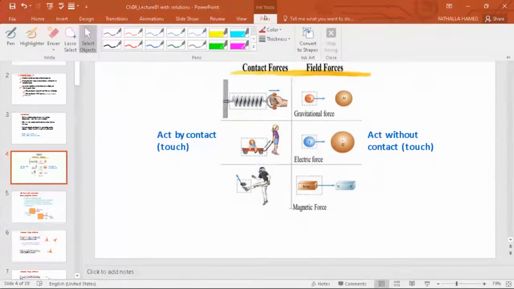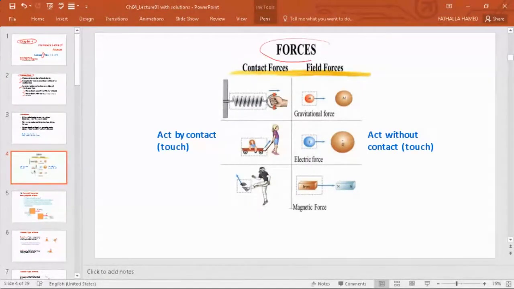Now, an overview of forces here. We have two kinds of forces. We have what we call contact forces, and we have what we call field forces. In chapters 2 and 3, we described kinematics in 1, 2, and 3 dimensions, but we did not really say what caused the motion. You really have to apply forces to cause this motion, and you always have to make contact.